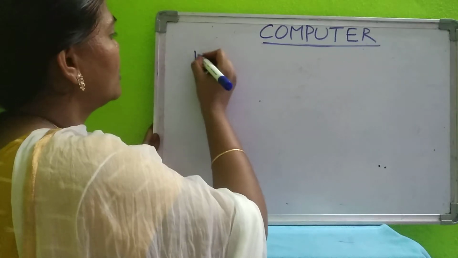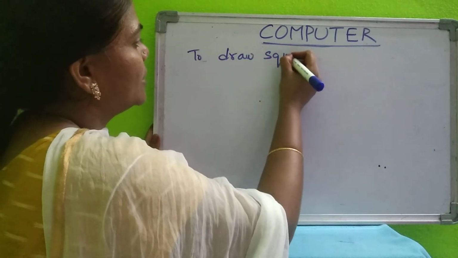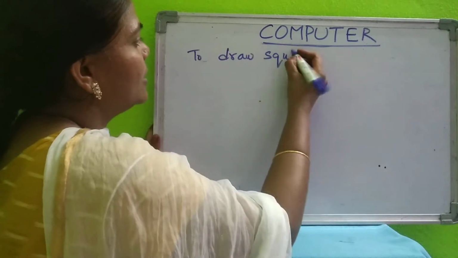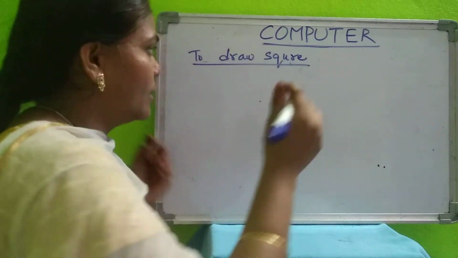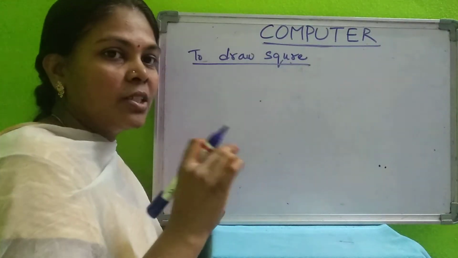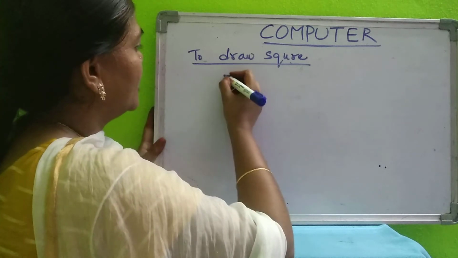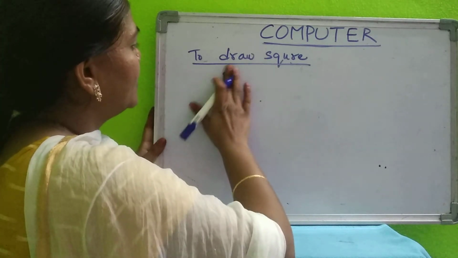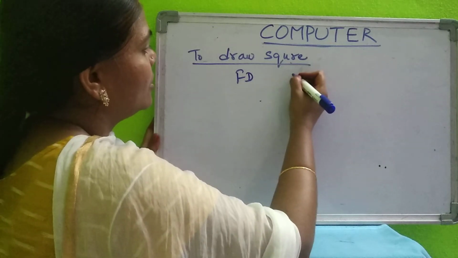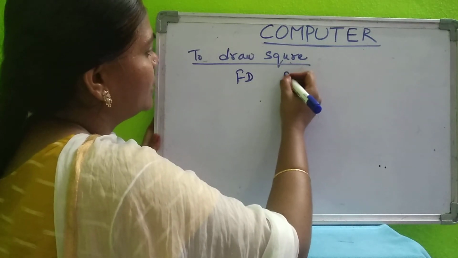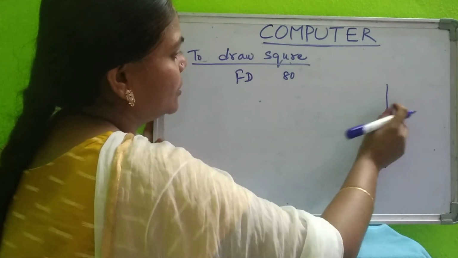Okay, to draw a square, I will also show you where the output is displayed in the main screen. The turtle will draw that output, and we have to give the commands in the input box. So to draw a square, first FD 100. I am taking 100 units, or otherwise you can take 80. FD 80, so 80 forward.